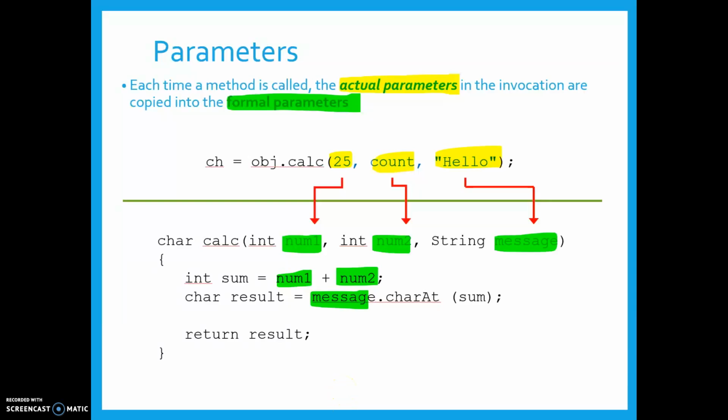So if we were to draw variables to go along with this, we are essentially saying that when this method starts, we are creating variables num1, num2, and message. So num1 is an int, num2 is an int, and message is a string. So we're going to have this pointer. And then when I call it, the value 25 is going to be copied into num1. Whatever value is in count will be copied in there. And then message will refer to the string hello. So those are new variables that are created simply for the purpose of this method.